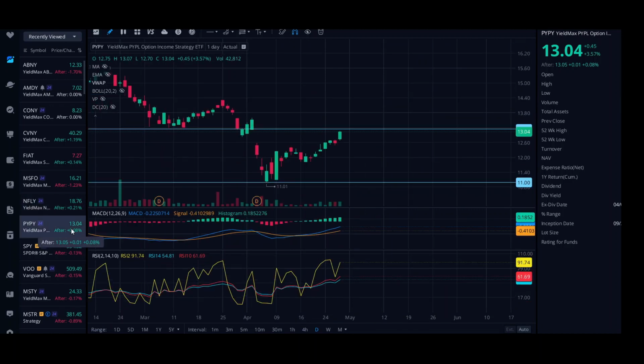And last is PYPY. I've got a trading zone here that it's sitting in with a resistance line at $13.50 and a support line at $11. So right now we are about to pop through that resistance line. We are increasing in momentum. That's a good sign. We are crossed up on the MACD. That's a good sign. And the RSI 14 is only at 54, so it's definitely not getting to the point of being overbought.